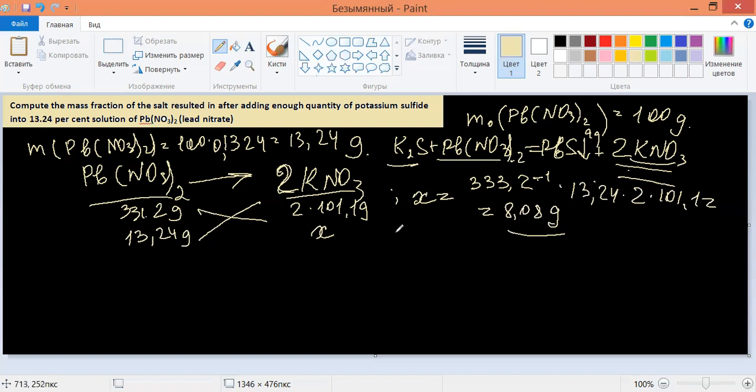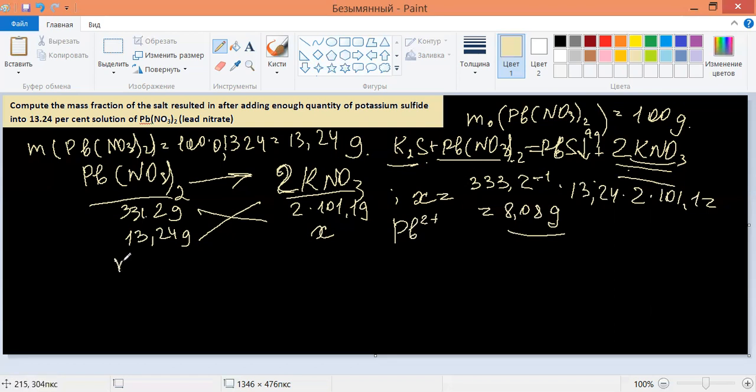Okay, the final step to identify the mass fraction of that salt is to identify the mass of the final solution. And how can we do that? Well, we should take into consideration the fact that all of the lead nitrate is gone out of the system. Because I have just said that the amount of that salt was enough to precipitate all the lead ions, right? That means that all this is out of the system.